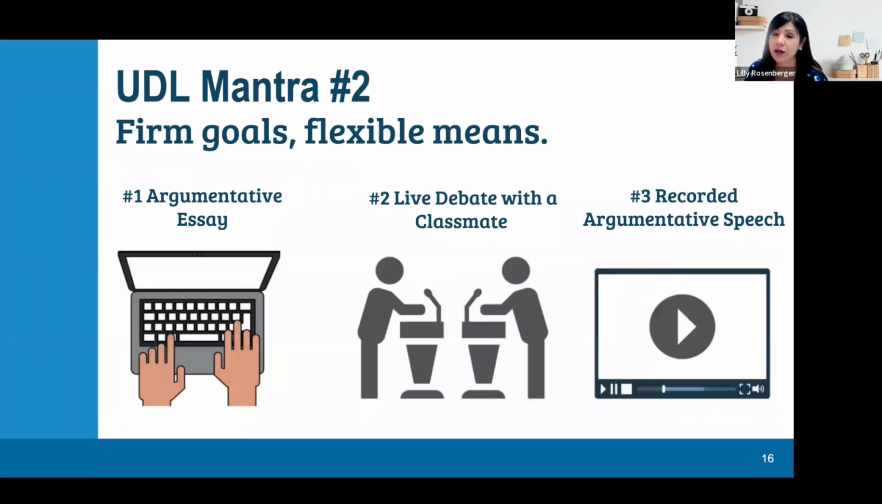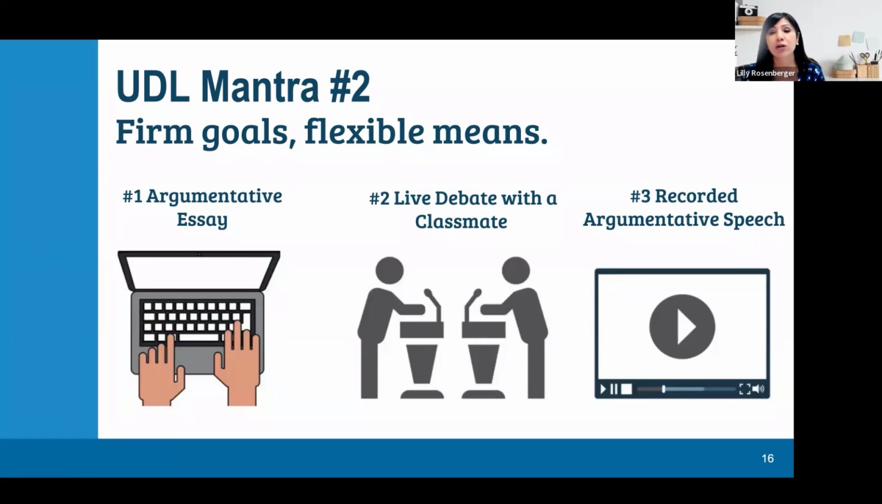Our second UDL mantra, firm goals, flexible means, requires that we always keep in mind our end goal when deciding which barriers should or should not be removed for students. Educators must know which discrete skills and standards are to be mastered so that students can then make choices in how they attain those goals. Anything that detracts from the goal should not be allowed.